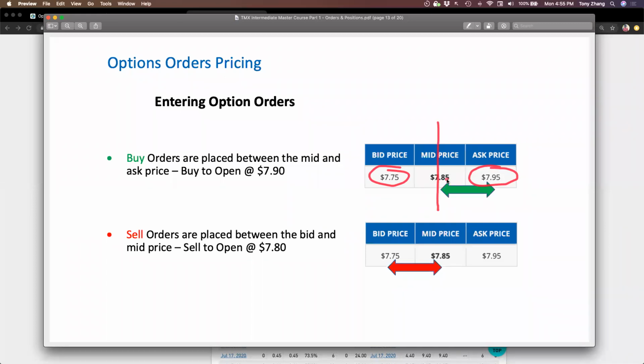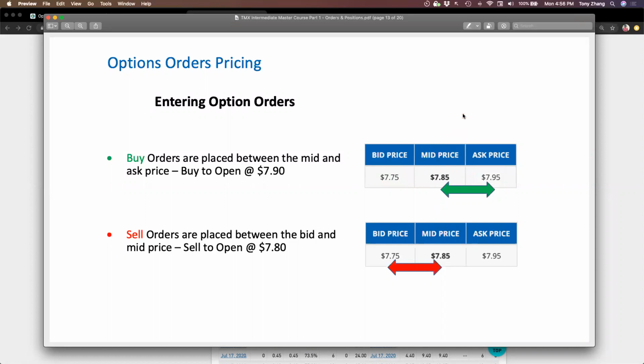Someone could always say no, and your order will sit there and nothing will happen. Then you can say, okay, well, I'll pay a little bit more. I'll pay $7.90. I won't pay list price, but I'll pay $7.90. And that becomes another order, and your order will sit there again. And maybe someone will say, okay, I'll sell it to you for $7.90. And now your order is filled. So that's how options work, and that's how auctions work.